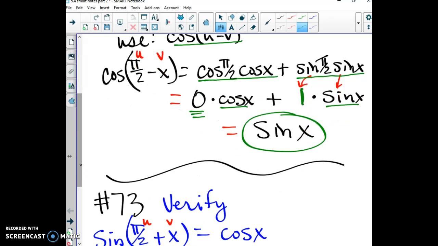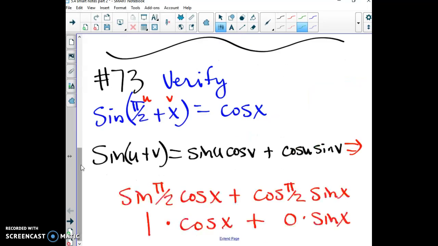You guys verify problem number 73. It's very similar to this. We're verifying a sine, one of the cofunction identities. Come back and check your answer. We're verifying the sum formula sine of u plus v, and in this case we've replaced u with pi halves, v with x, and we're going to show that that is equal to cosine of x, the cofunction identity.